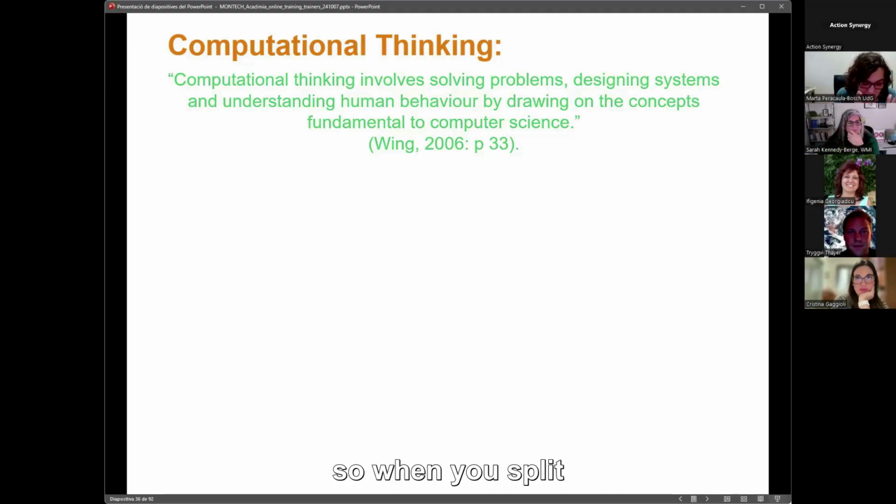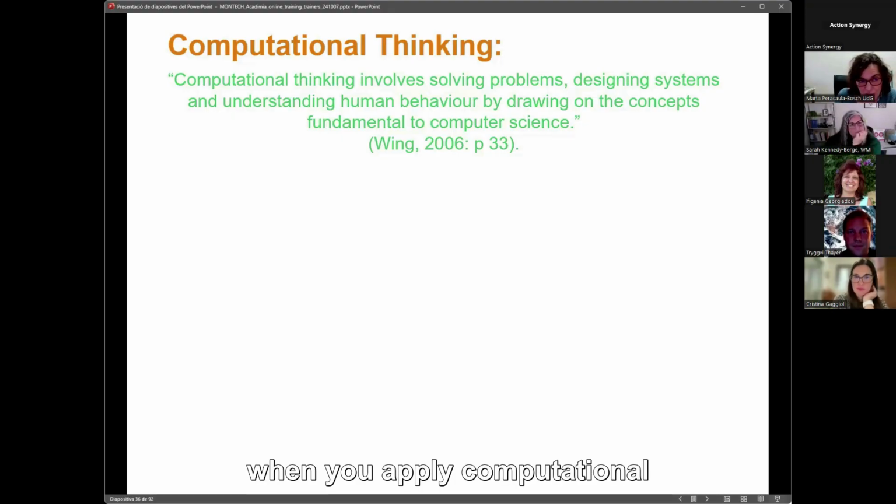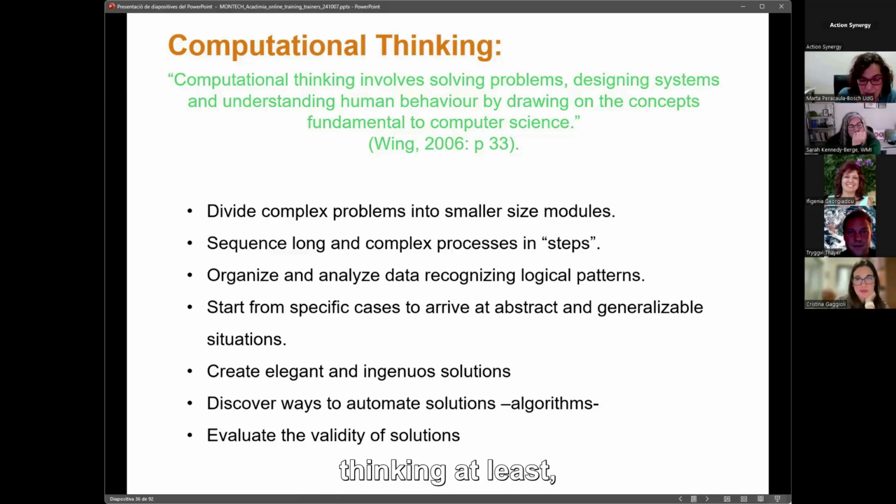Okay, so when you apply computational thinking, these are the processes. You divide complex problems into smaller models. You sequence long and complex processes in smaller steps. So a very complex or large problem, if you apply computational thinking, you are able to split it so you can tackle it. You are not afraid of complexity, doing it this way.